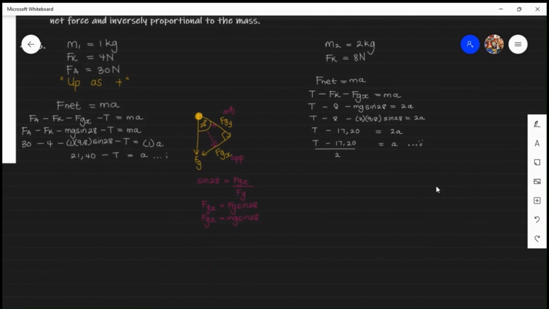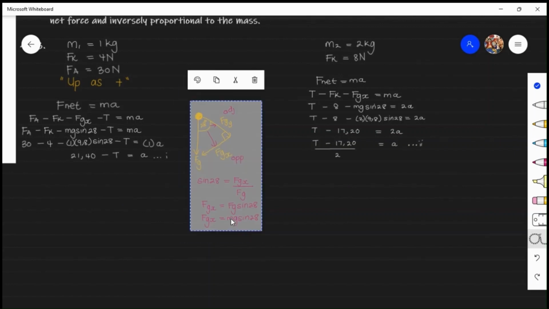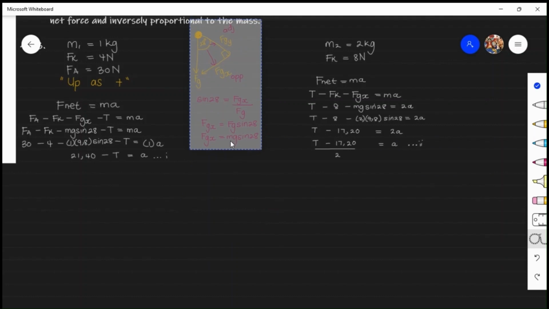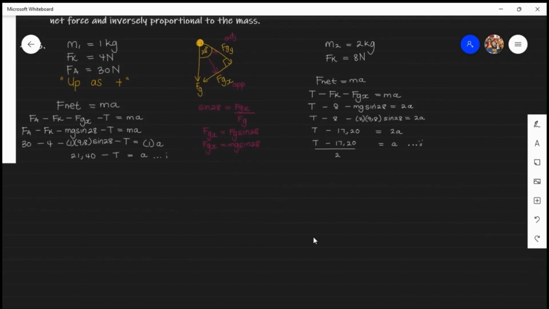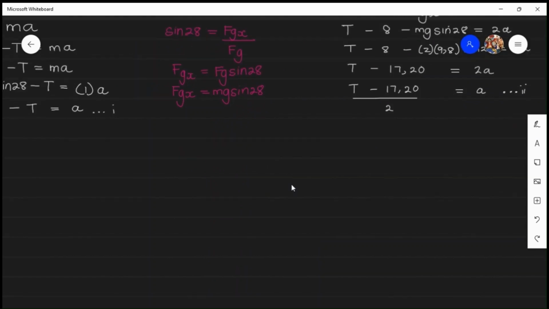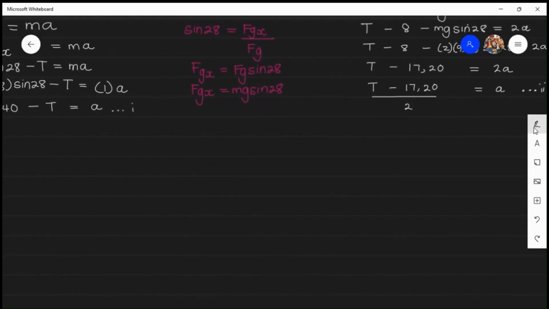So as you can see, I have equation 1 on the left and equation 2 on the right. I now want to equate both equations. So let me move this to the top. That way I have space. So I want to connect my equations. I have equation 1, which is equal to equation 2 because both are a equals something.